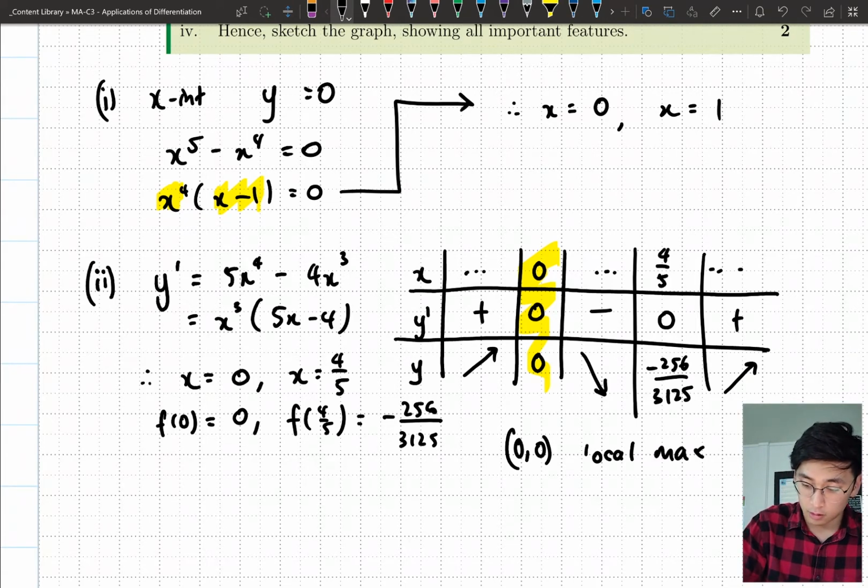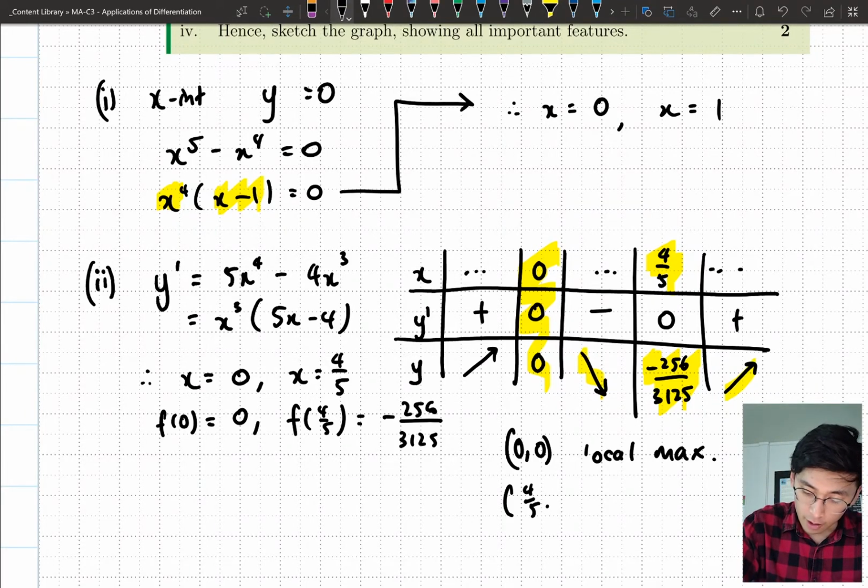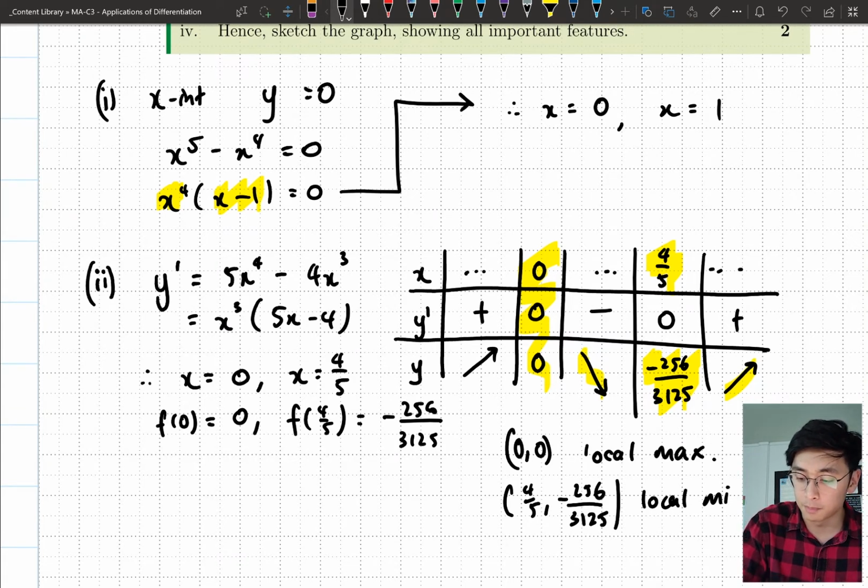And on the other one, I've got 4 over 5 and negative 256 over 3125. It goes down and then back up. Because it goes down and then back up, it is a local minimum. So here, 4 over 5, negative 256 over 3125 is a local minimum. Okay, cool. So I've done the second part. I've determined the nature of these stationary points.